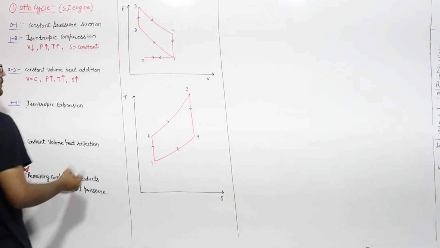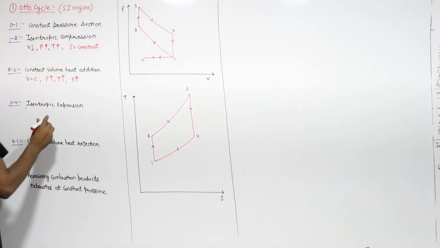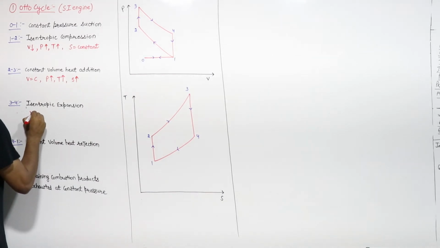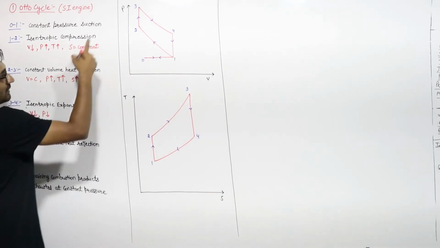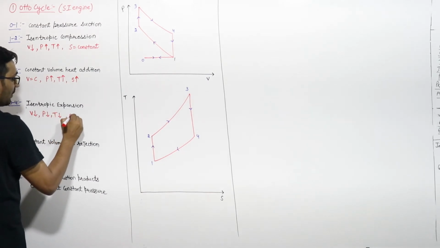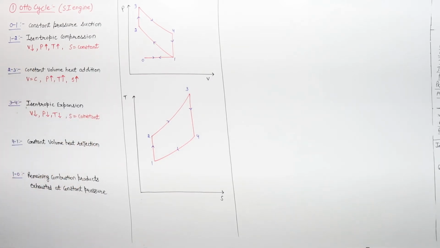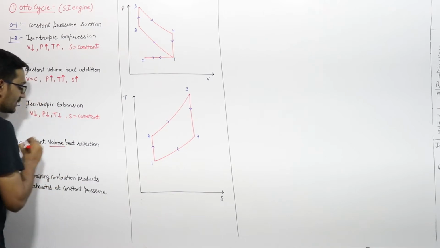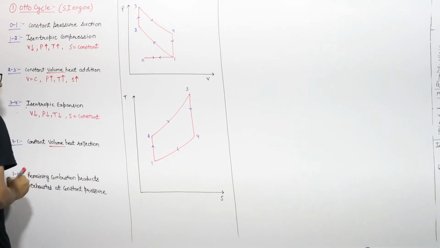Then we have 3 to 4. 3 to 4 is the isentropic expansion, that is reversible adiabatic expansion. In this case volume will increase, pressure will decrease, then temperature will decrease and entropy will remain constant, because it is an isentropic process. Now the fourth process is 4 to 1, that is the constant volume heat rejection. In this Otto cycle, the heat addition and heat rejection both are at constant volume.